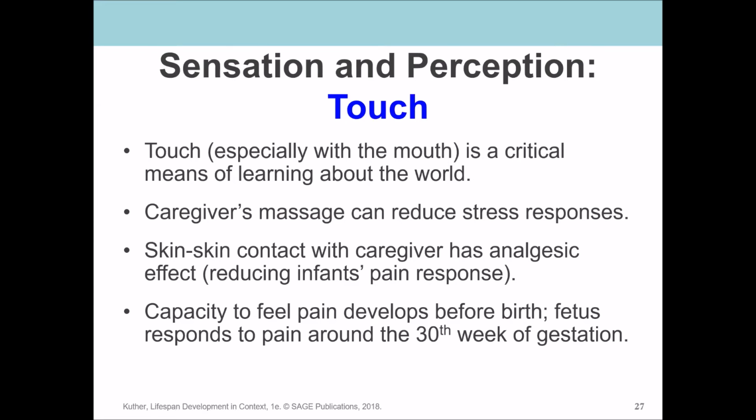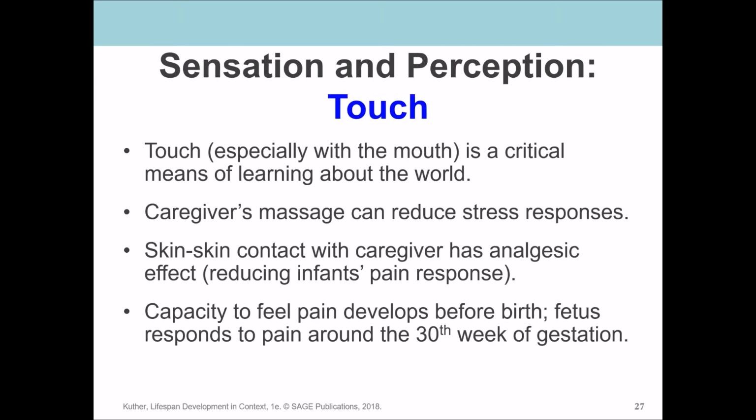The mouth is the first part of the body to show sensitivity to touch prenatally and remains one of the most sensitive areas to touch after birth. Also important about touch, a caregiver's massage reduces stress in preterm and full-term newborns, and it's also associated with weight gain in newborns. That skin-to-skin contact, referred to as kangaroo care, has a pain-relieving effect for infants. So it's very important to touch and to hold and have that skin-to-skin contact.